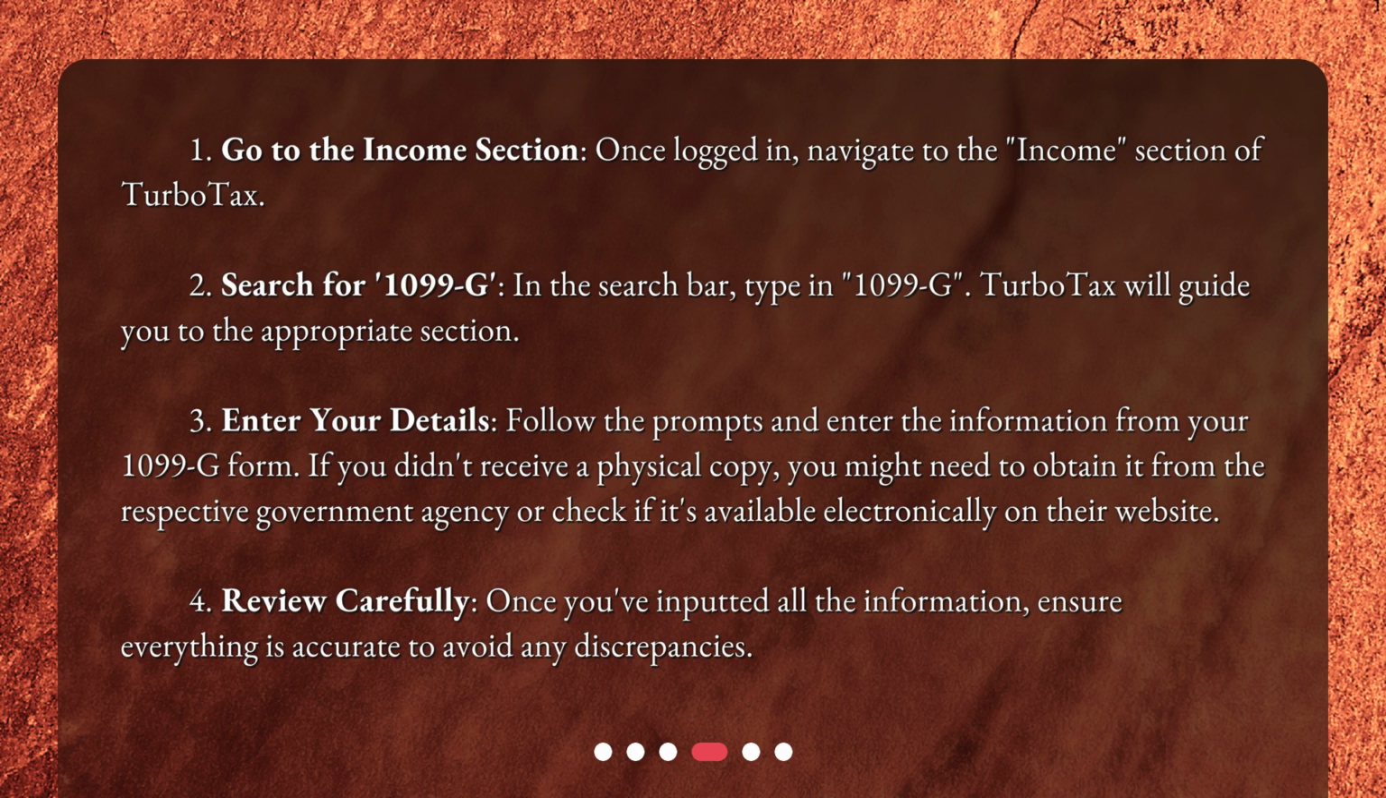If you didn't receive a physical copy, you might need to obtain it from the respective government agency or check if it's available electronically on their website. 4. Review carefully. Once you've inputted all the information, ensure everything is accurate to avoid any discrepancies.